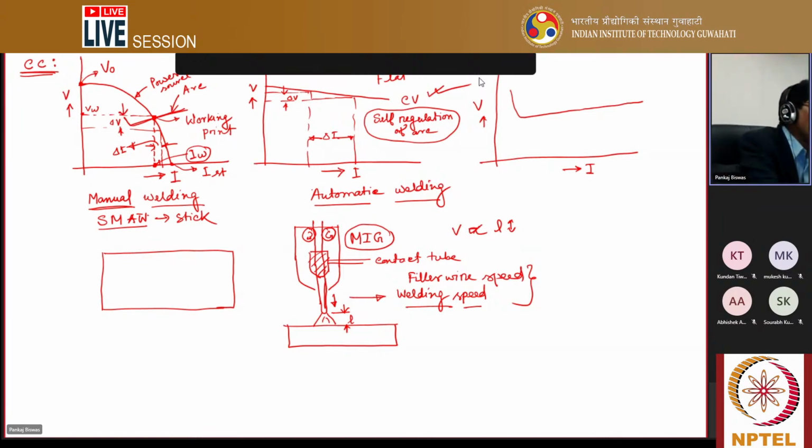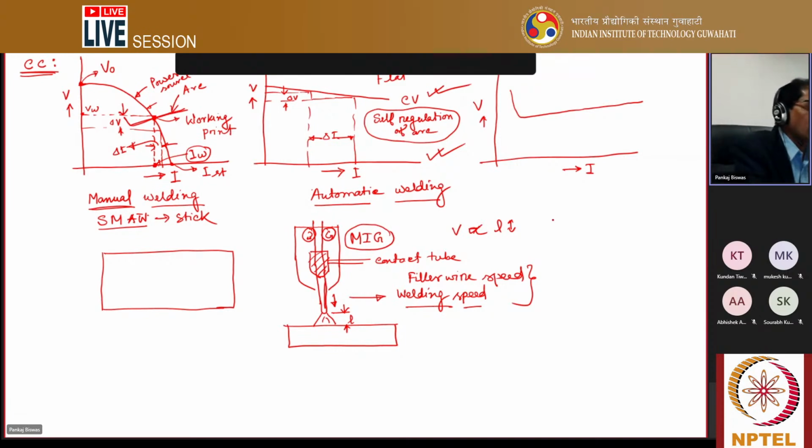Now, I have already told you that for a particular arc length, there is a particular voltage. Corresponding to that voltage, whatever crossing point you get in this arc and power source characteristic, the current corresponding to that is called the welding current. This way, from the chart itself, you can get the idea for a particular welding current what the welding voltage should be. Apart from this, you can also use some analytical method.